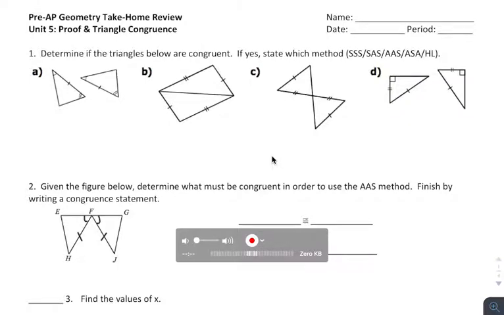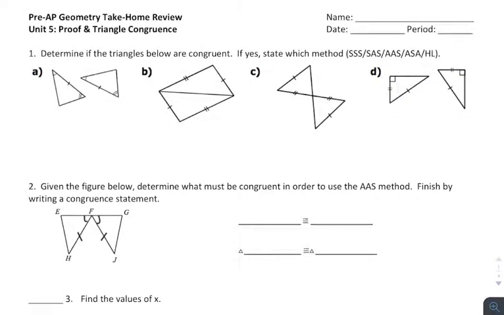Hey guys, so we are going to go over our Unit 5 test review. First things first, we have to determine if the triangles are congruent. We're going to use one of these 5 or say none if it doesn't use any of those characteristics.